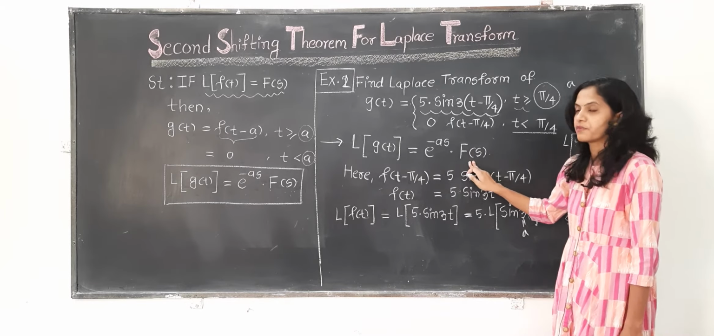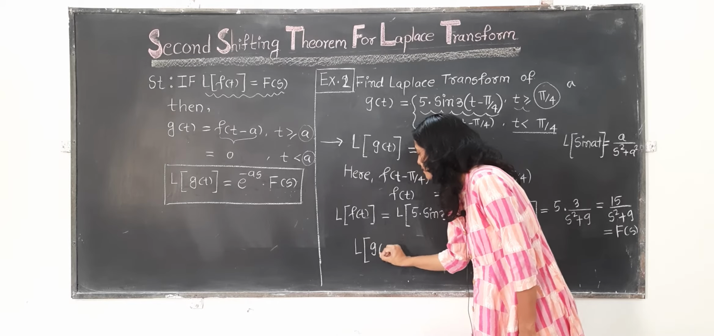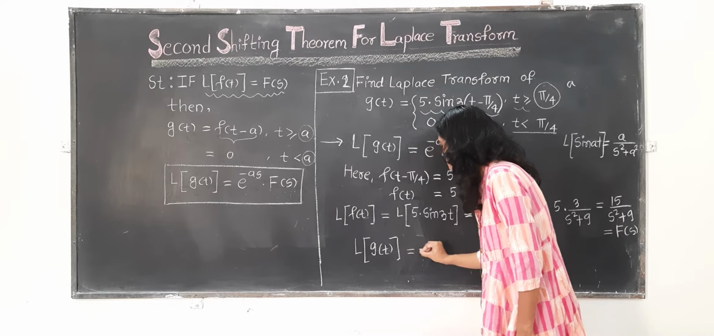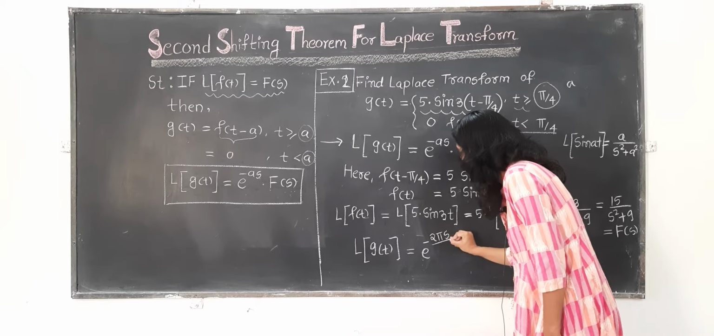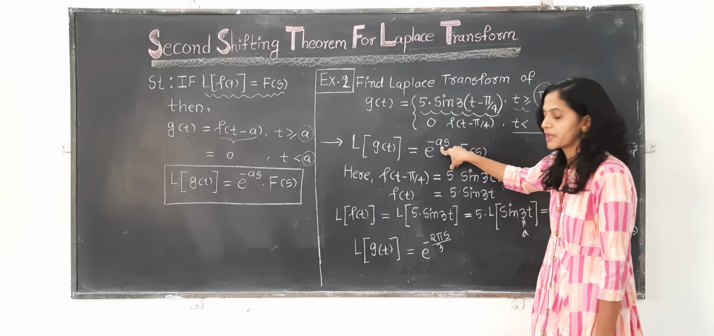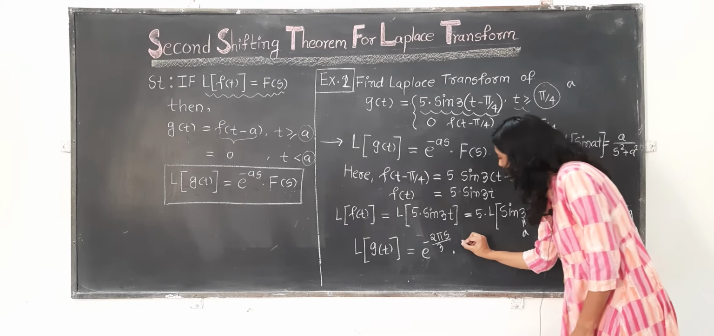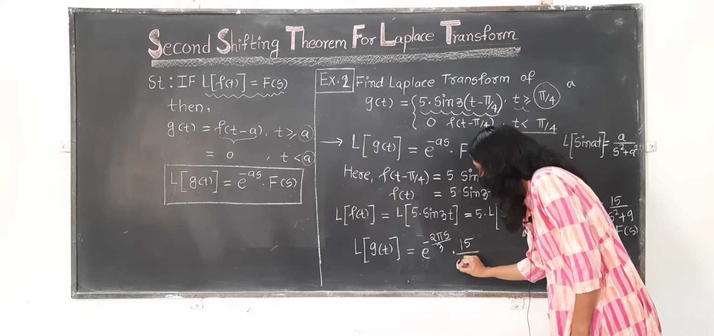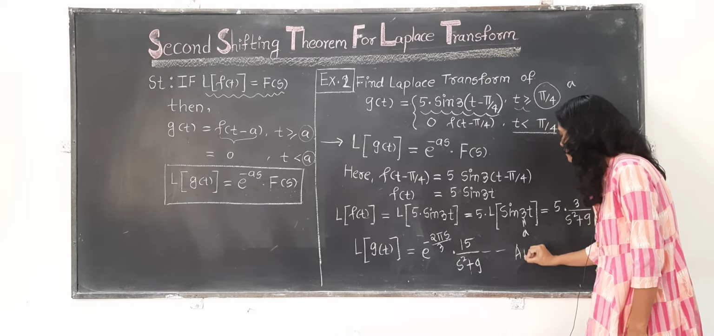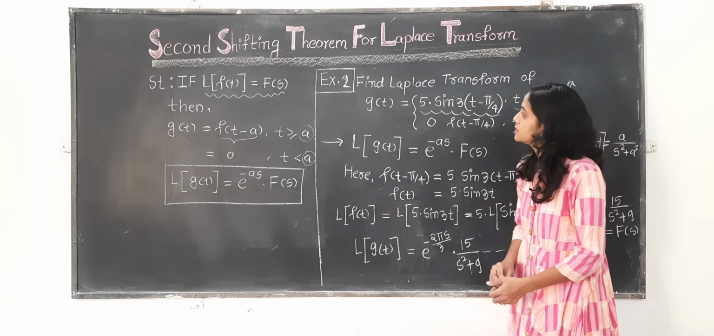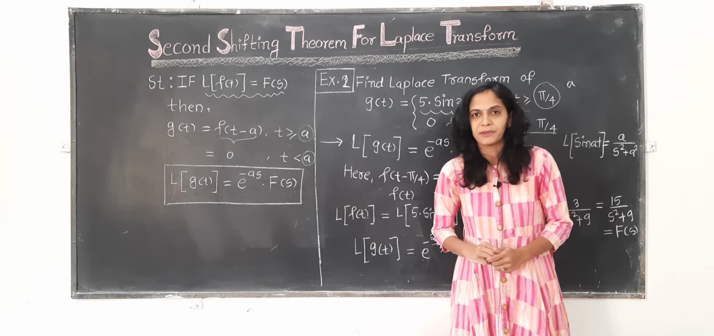Just substitute the value of F of s and the value of a. So our final answer is Laplace of g of t is e raised to minus 2 pi s upon 3, I have substituted the value of a, into F of s, the value of F of s, 15 upon s square plus 9. So this is our final answer. Here we have seen the two examples of the second shifting theorem for the Laplace transform.